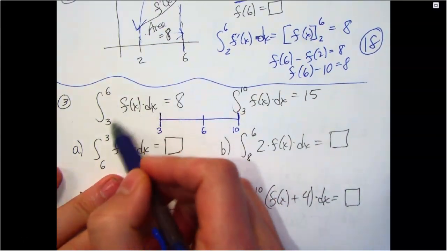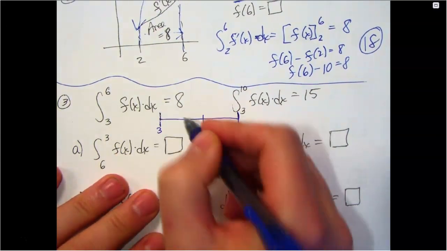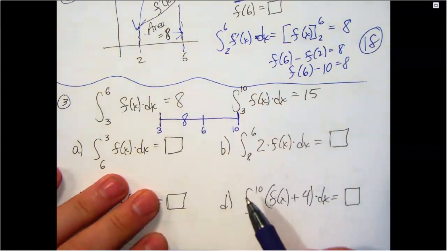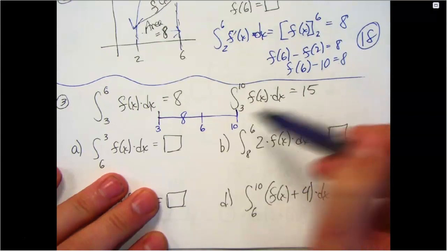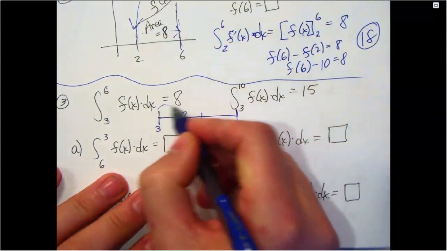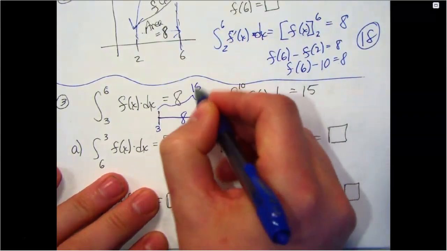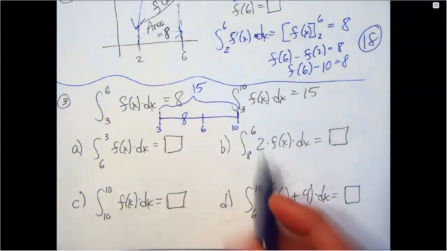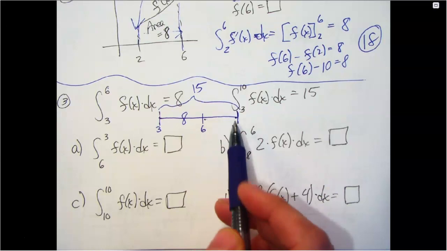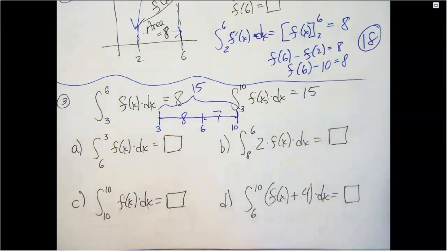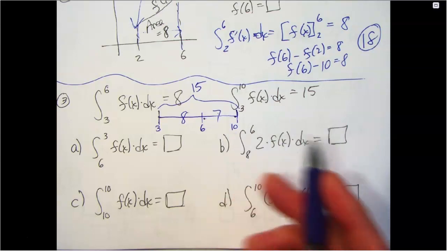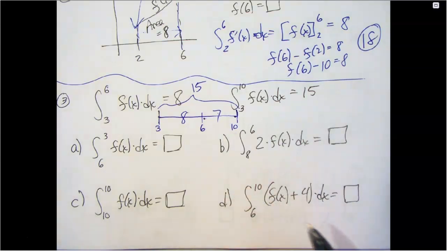So this tells you the integral from 3 to 6 is 8. So I know the area here between 3 and 6 is 8. This tells me the area between 3 and 10 is 15. So then what's the area between 6 and 10? It's got to be 7. Because these two numbers have to add up to that 15.